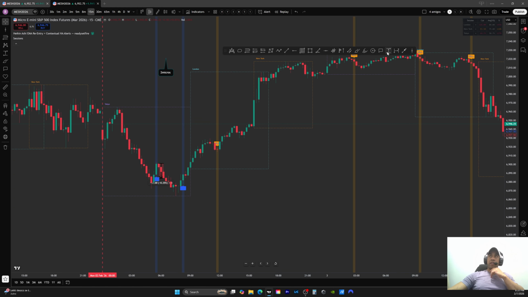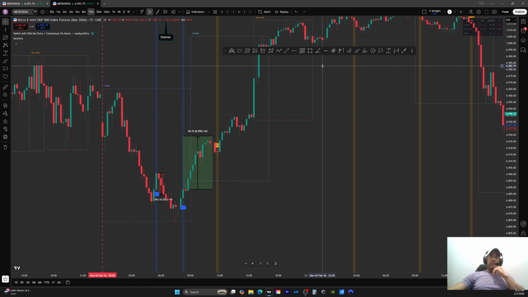Okay, the next one, we got a runner over here. Ideally, let's say we got the 40 points. So we got a winner, 40 points, okay? And remember, this indicator does not repaint or anything like that, okay? This one here.